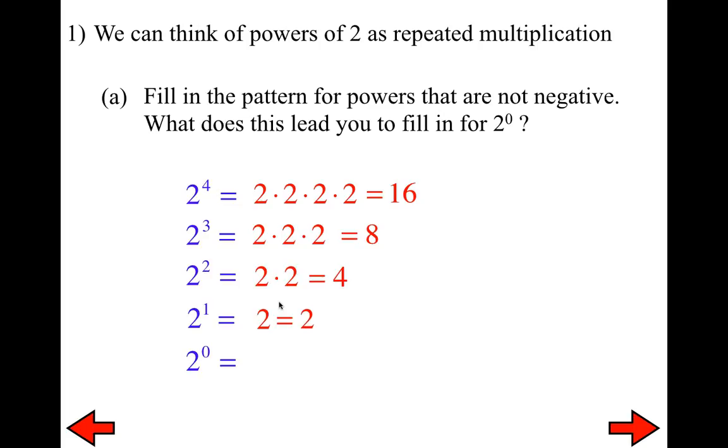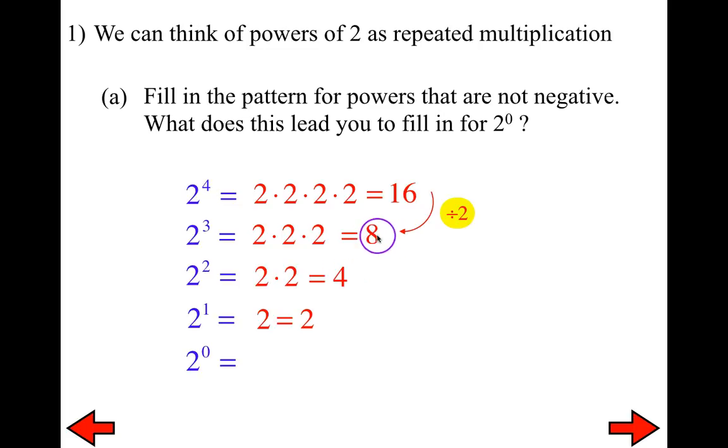So now, what about 2 to the 0? What would I write there? I don't know. So let's look at the numbers that we ended up with, and let's see if we can figure out a pattern. We went from 16 to 8 to 4 to 2. Hopefully, you can see that every single time the power decreased, we ended up dividing by 2. So, for example, 16 turned into 8 because we divided by 2. 16 divided by 2 is 8.